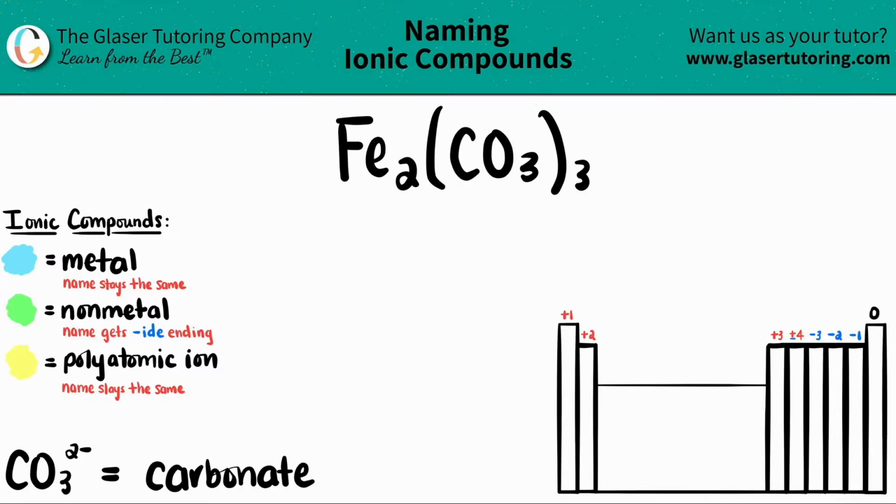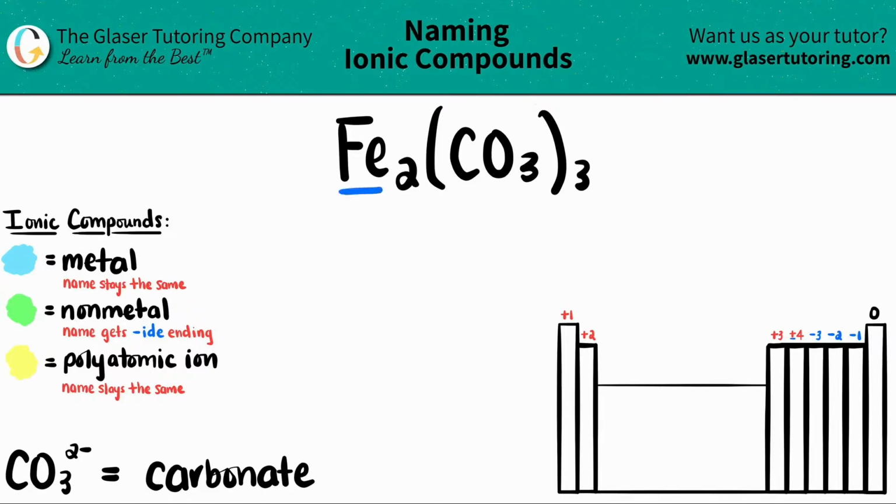Today, we are going to be naming the ionic compound Fe2CO3. Now here's a trick, guys. If you see that you have 3 or more different elements in your ionic compound, you know that you have at least one polyatomic ion. So it's easiest to find the polyatomic ion and then work from there.